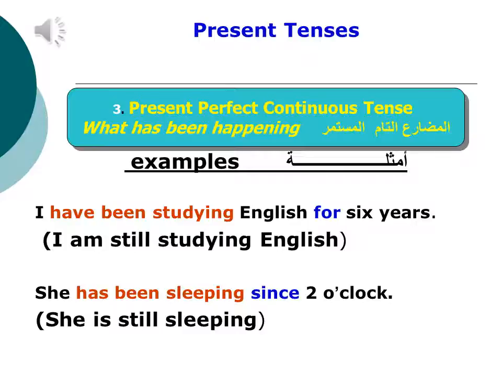Here is another tense that you should know. That is the present perfect continuous tense. What has been happening? Let's look at these 2 examples. I have been studying English for 6 years, which means that I am still studying English. The next one, she has been sleeping since 2 o'clock, which means she's still sleeping.